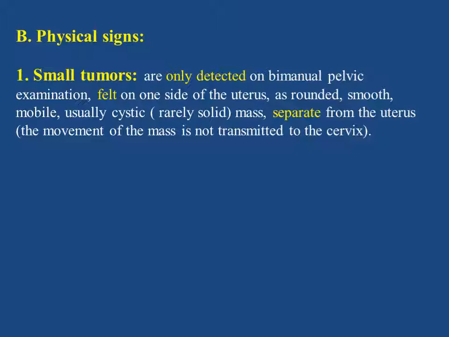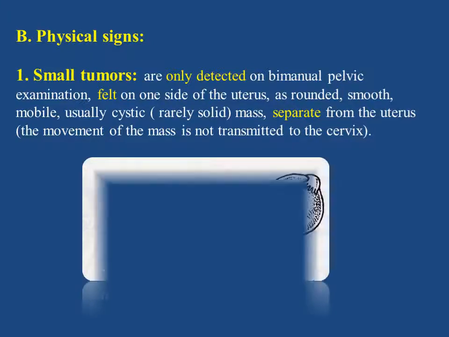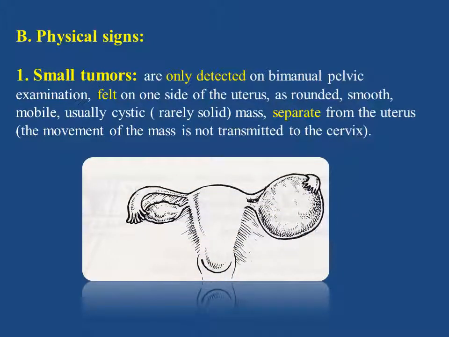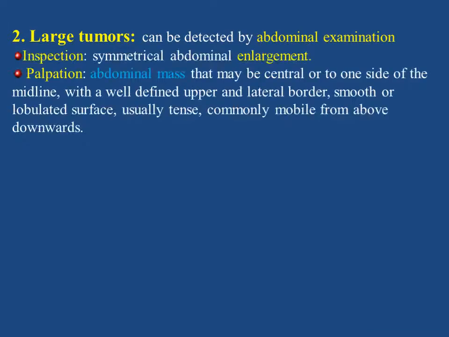The signs, physical examination. The small tumors, you can detect only during the bimanual pelvic examination. It's felt to one side of the uterus. It's a cystic mass, usually cystic, may be solid. You find it round, smooth, mobile, and separate from the uterus, meaning the movement of the mass is not transmitted to the cervix.